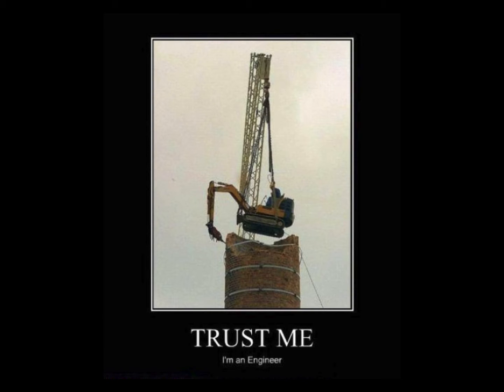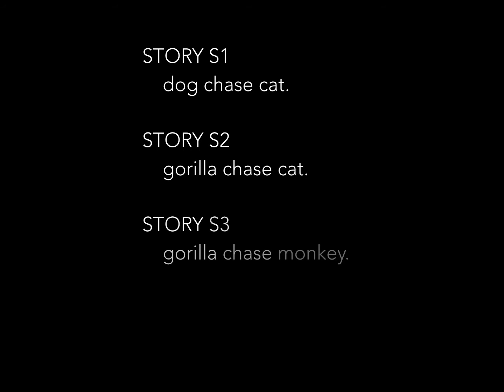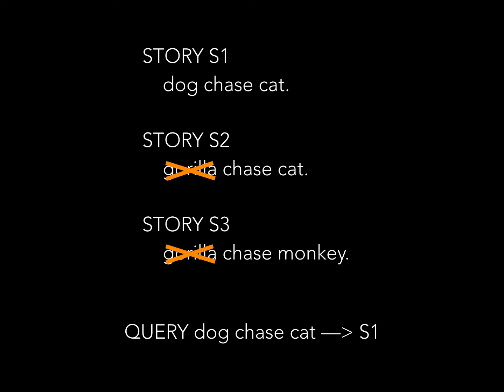We now come to the key application, which is the ability to find stories that contain a particular sequence of events. Consider the following three stories: dog chase cat, gorilla chase cat, and gorilla chase monkey. In the simplest case, a query consists of a single clause. Here, "dog chase cat" will match the story S1 but will not match S2 or S3 since the subject of those sentences is gorilla rather than dog and the object of S3 is monkey rather than cat.